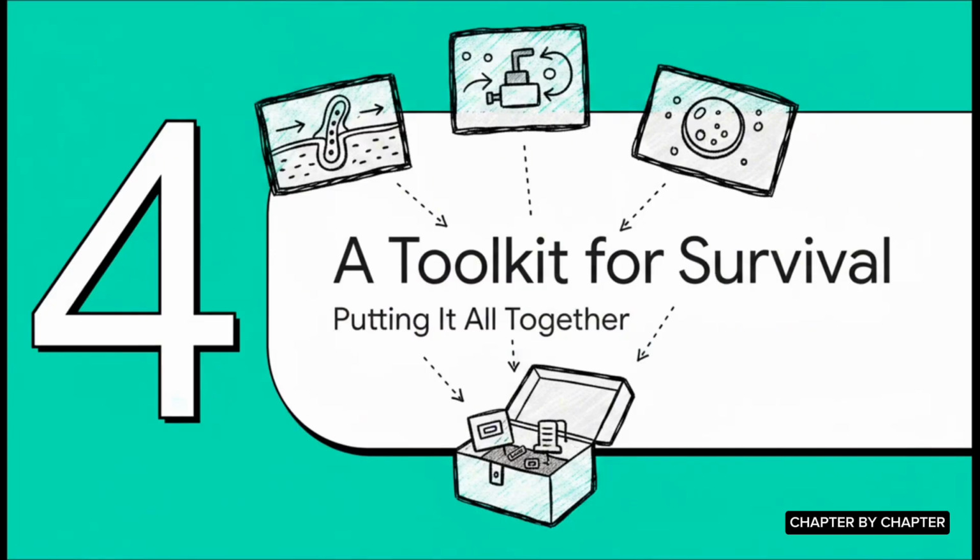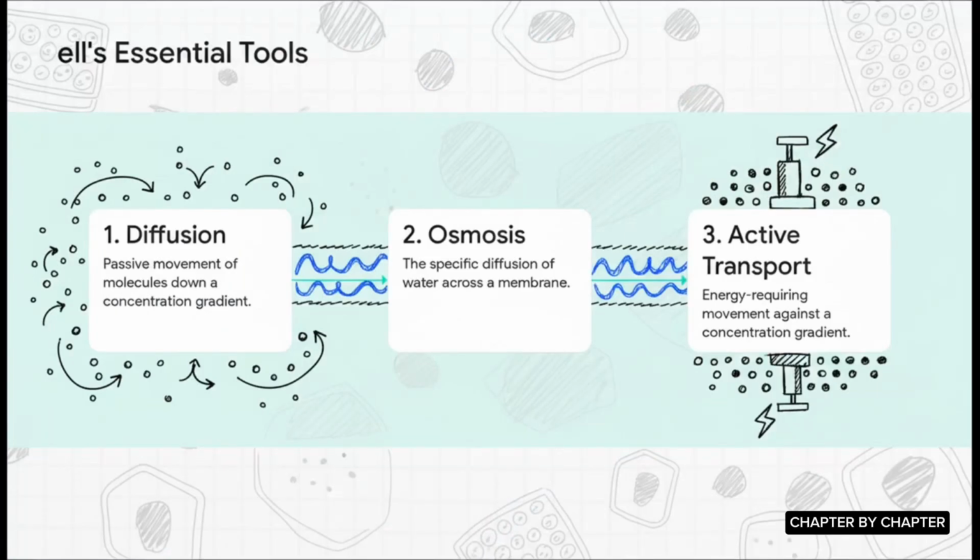Okay, so we've seen 3 totally different ways that cells manage this constant traffic at their borders. Let's wrap it all up and look at the complete survival toolkit. And here they are, the cell's 3 essential tools. First, you've got diffusion, the simple, free, coasting downhill option. Then there's osmosis, that crucial balancing act specifically for water. And finally, you have active transport, the heavy-duty, powered pump for when you need to fight the current. Together, these 3 processes keep the whole operation running.